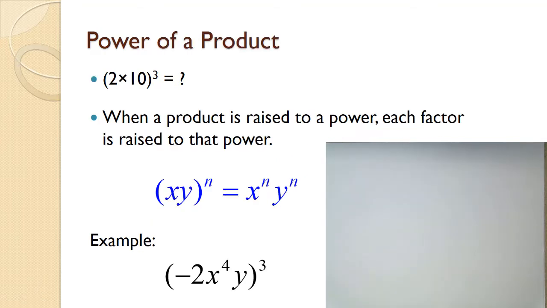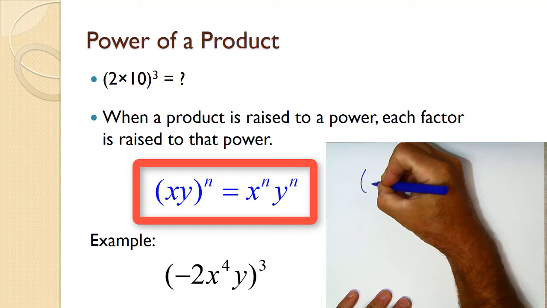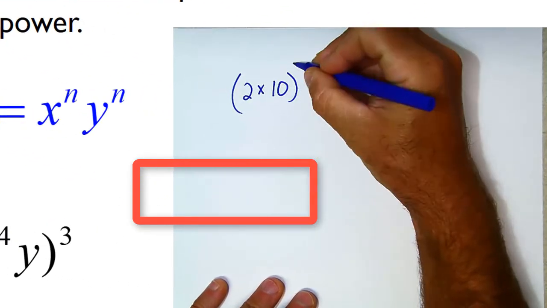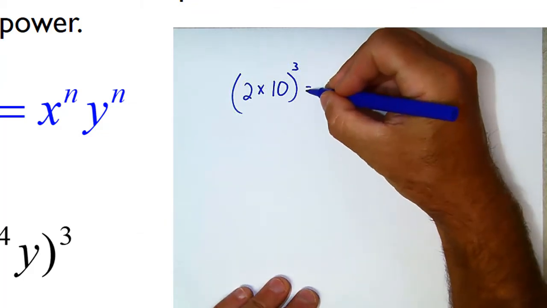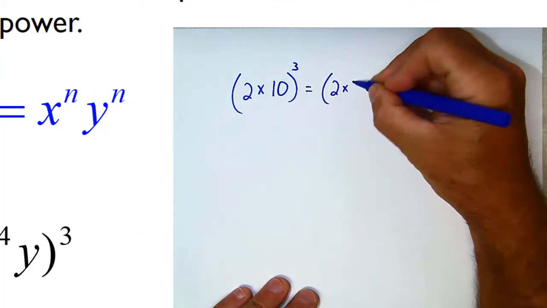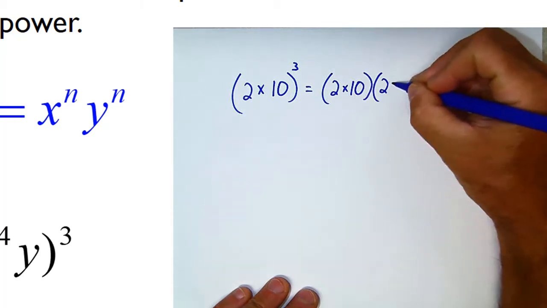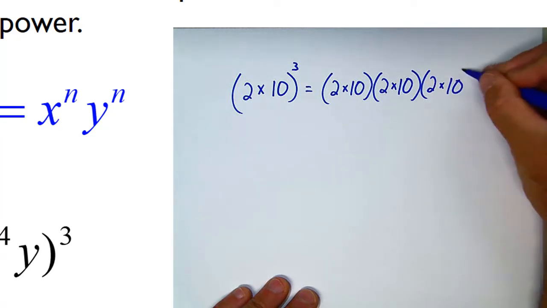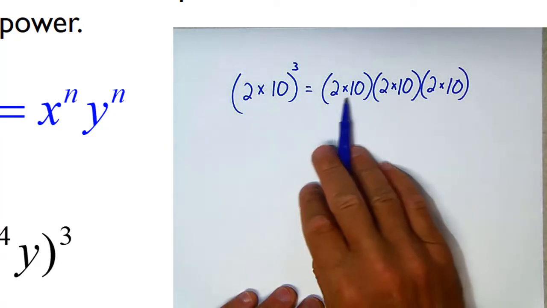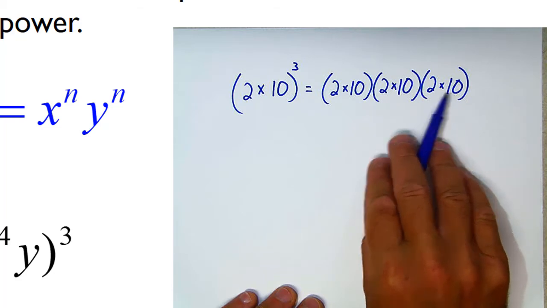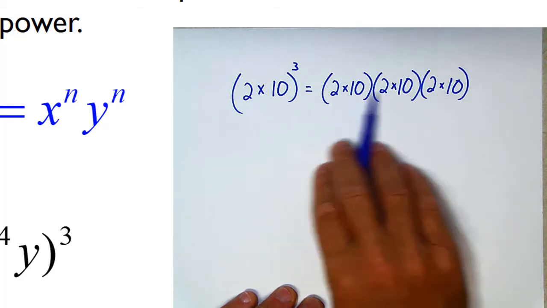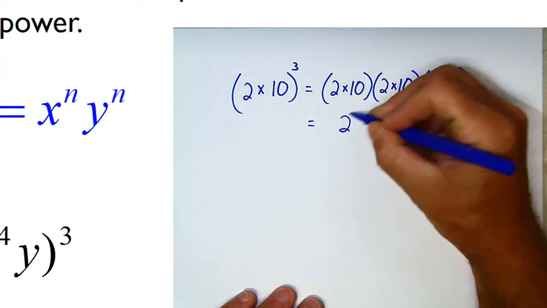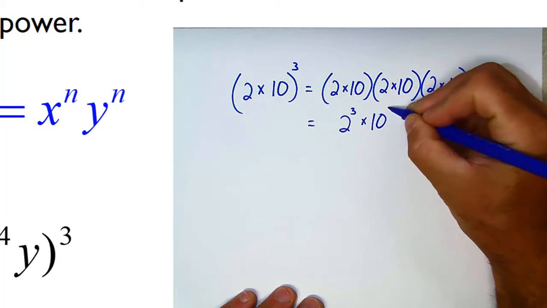Okay, our third property deals with powers of products. So, for example, suppose we have 2 times 10, and we raise that to the third power. That's the same as saying 2 times 10 times 2 times 10 times 2 times 10. But the associative property of multiplication that we saw in our first lesson says we can associate these any way we want. We could put all the 2's together and all the 10's together and say that that is the same as 2 to the third times 10 to the third.